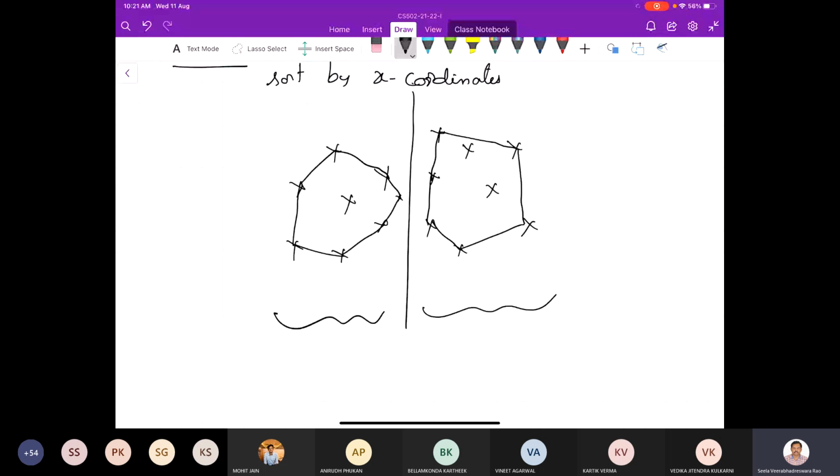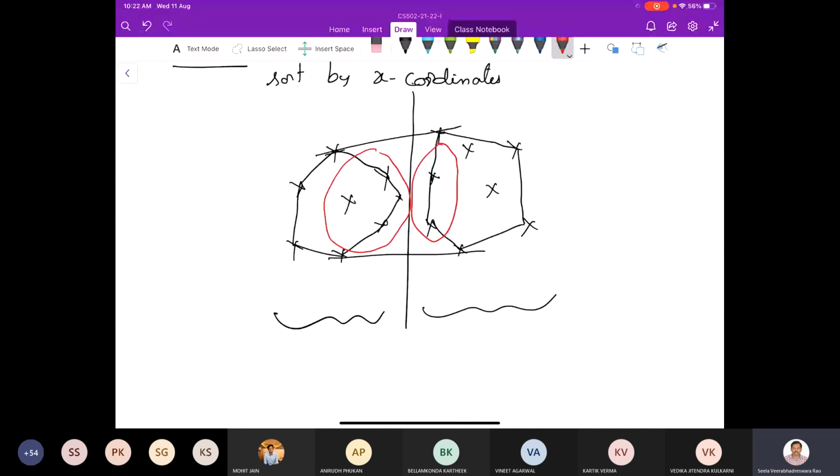Once we have this, we have to find a common tangent, the upper tangent and lower tangent, and remove this part and this part, and whatever is left over is the convex hull of the original point set. So this is the overall algorithm.